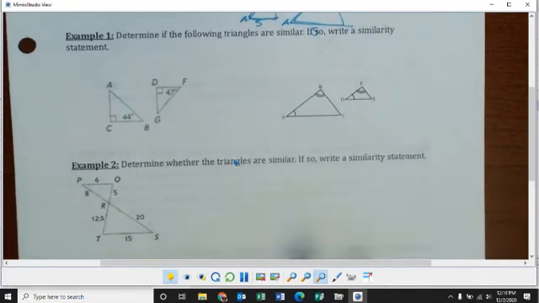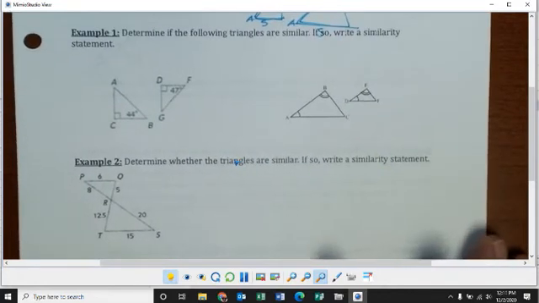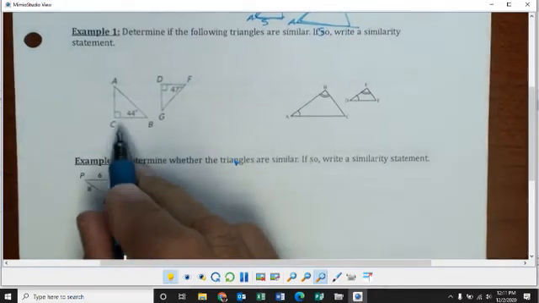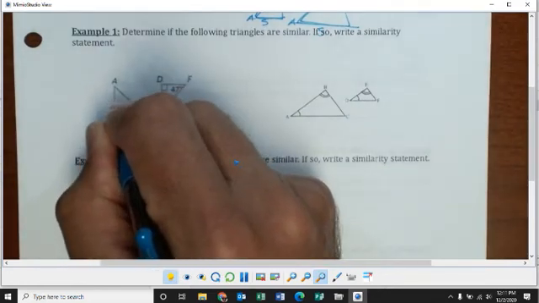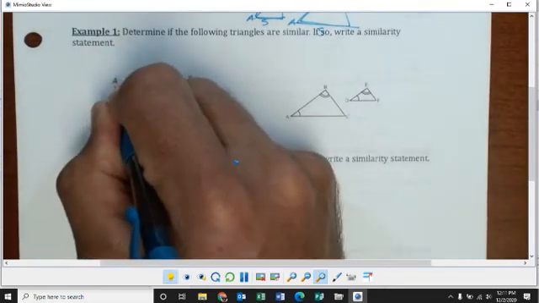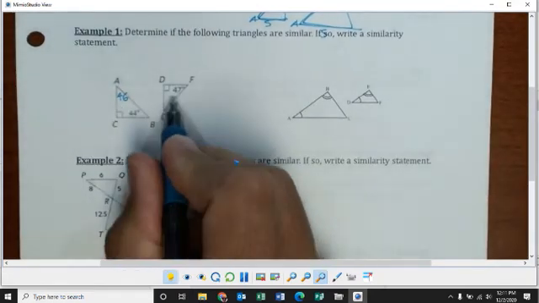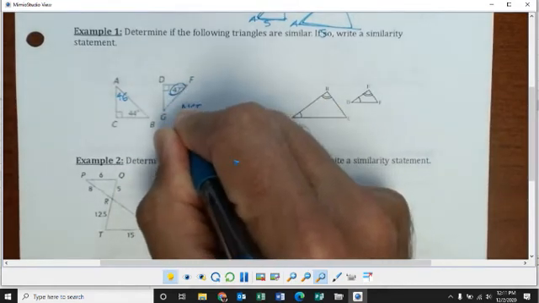Example 1, determine if they're similar. If so, write the similarity statement. Now remember, the similarity statement has to be in order, so corresponding parts have to match up. So here we go. We've got a 44-degree angle. So if this angle is 44 and I have a right angle, that means this angle up here is 46. So now I've got a right angle, 44 and 46. This one has 47. So these are not similar.